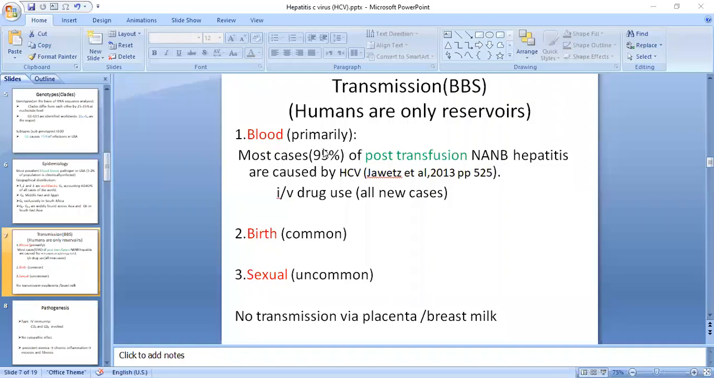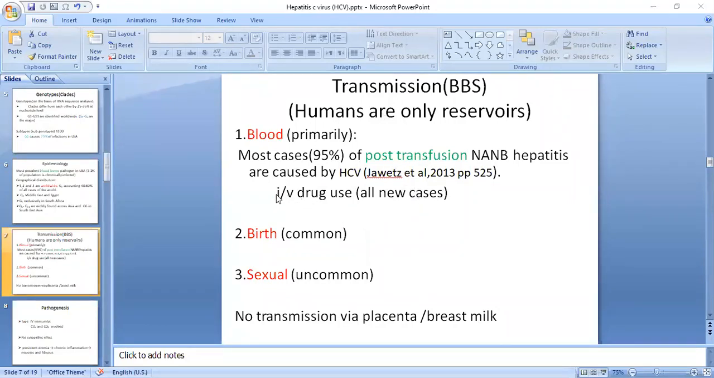It is transmitted primarily through blood, blood products, and blood transfusions. Of the post-transfusion hepatitis cases, 95% or more are caused by hepatitis C virus.